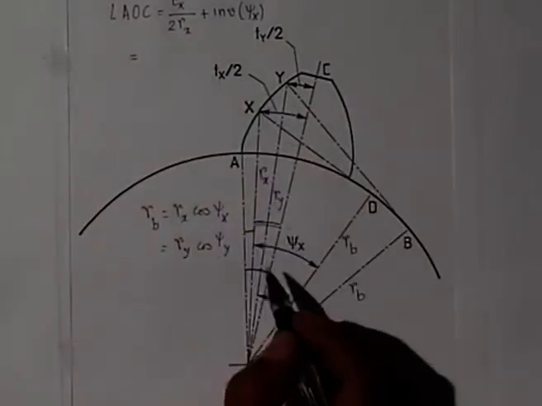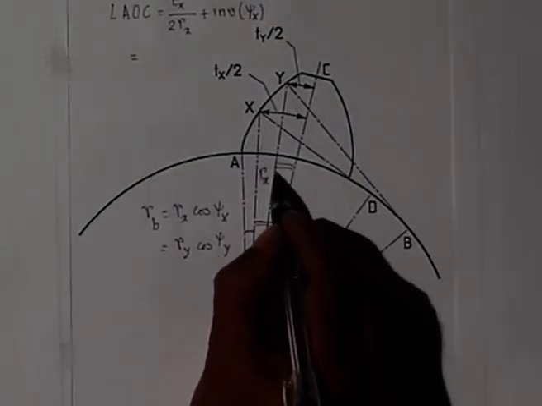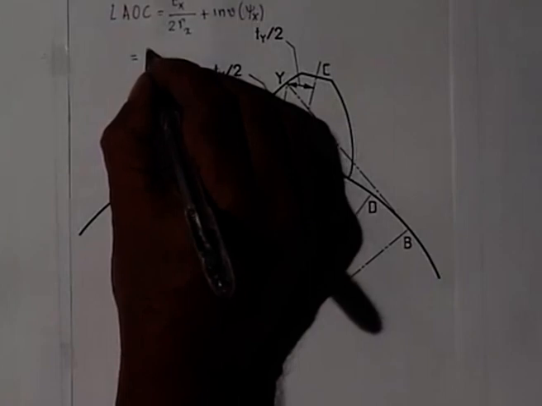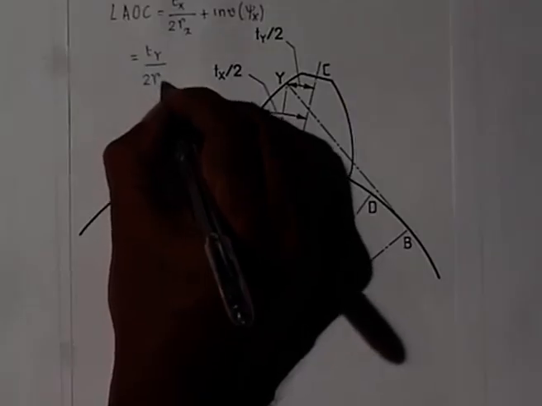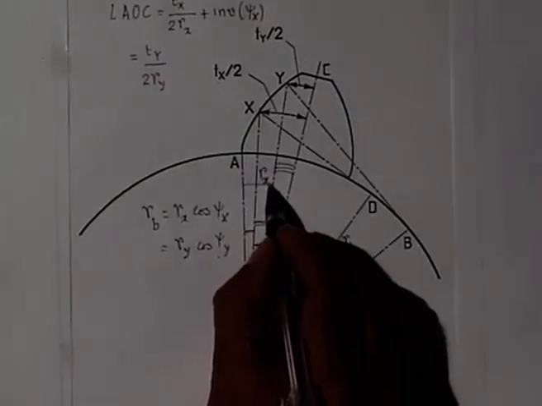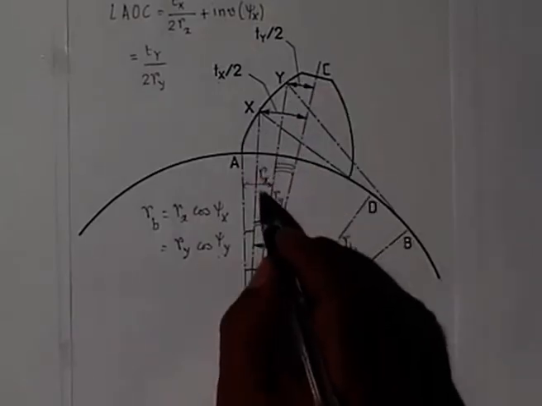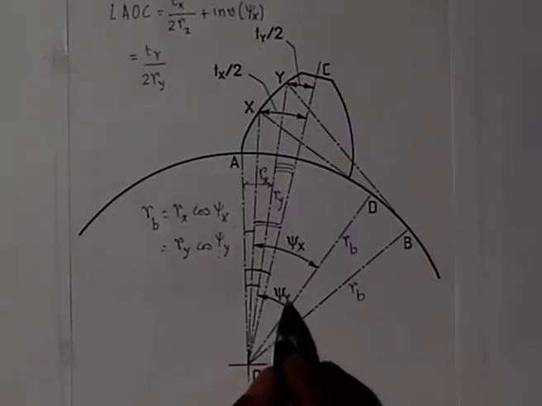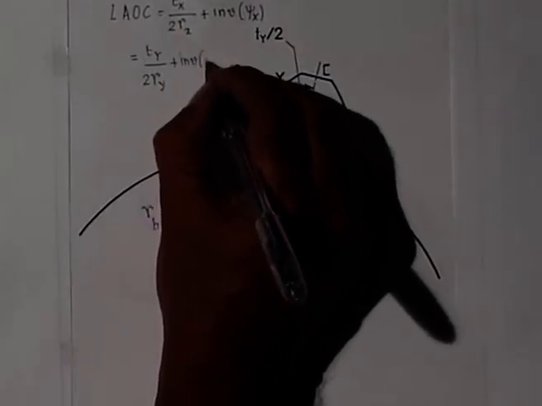And AOC, the same angle, I can also write as this angle, which is Ty by 2 divided by Ry, so Ty divided by 2 Ry, plus this angle. This angle, that is the angle between OA and OY, is nothing but involute of psi y. This angle is involute of psi y. So, this plus involute of psi y.